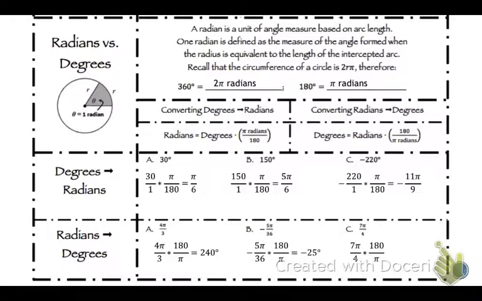Okay, this last one, 7 pi over 4 times 180 over pi. Multiply straight across, those pi's cancel. 4 goes into 180 45 times. 7 times 45 is 315.